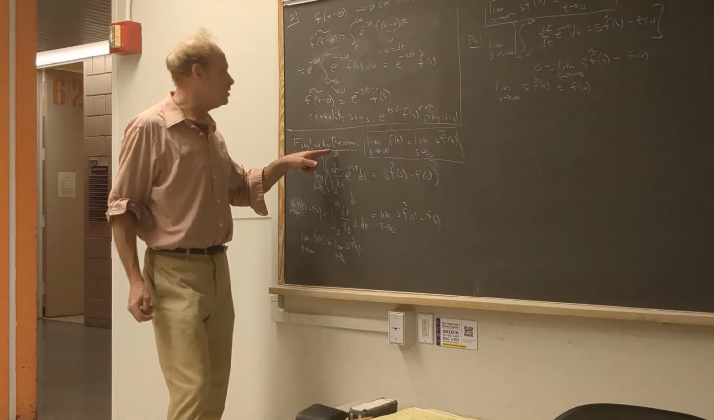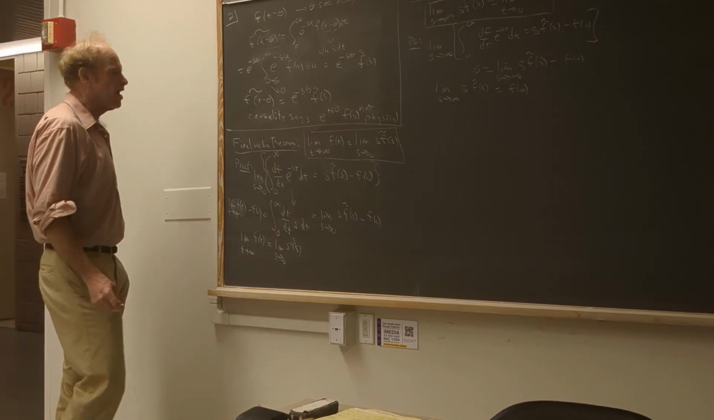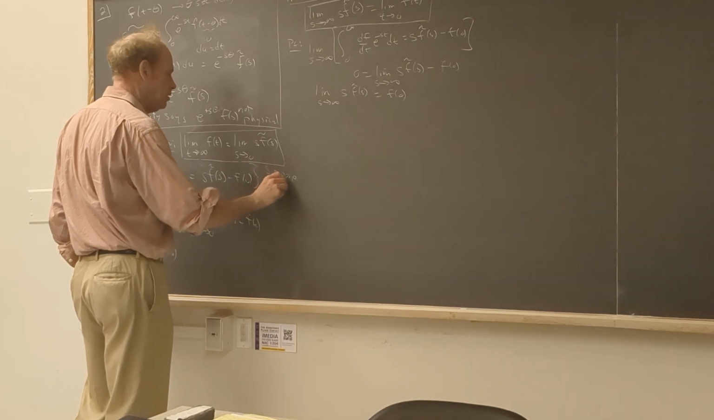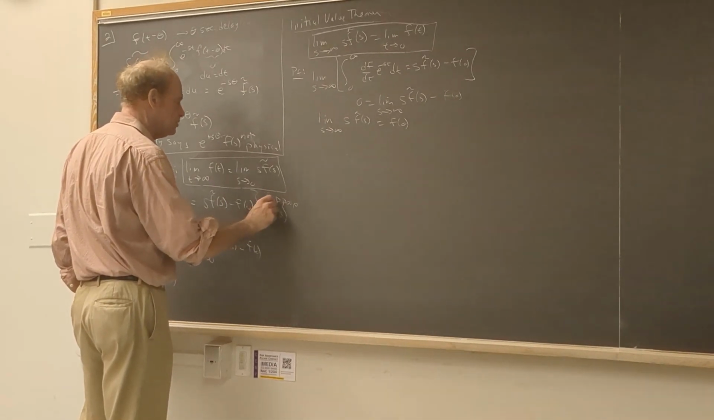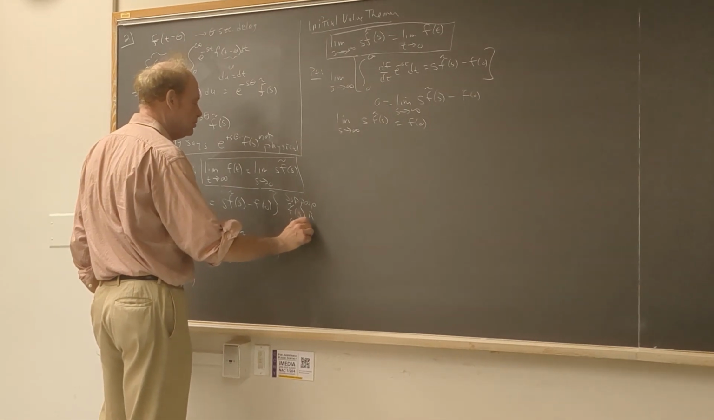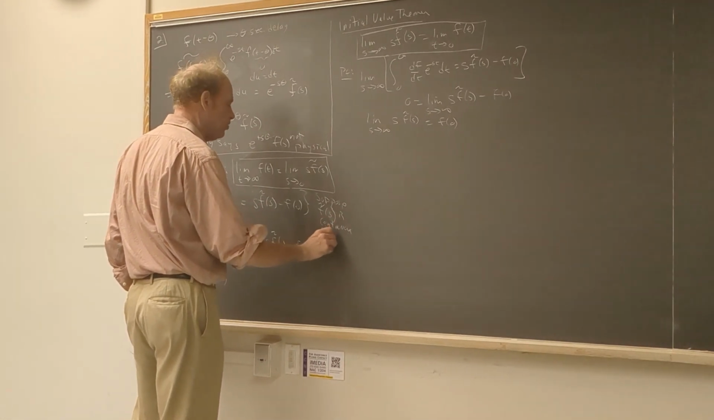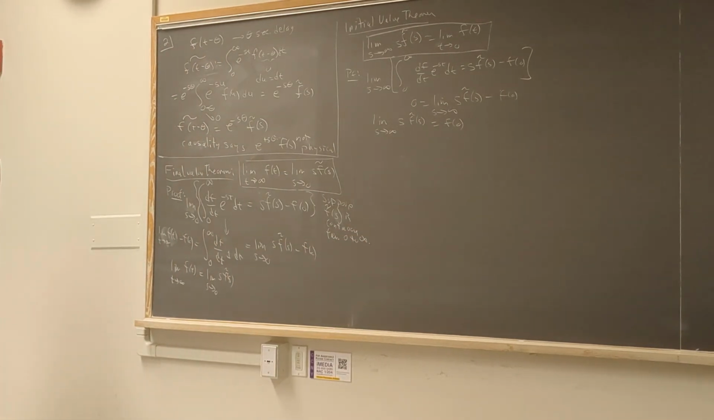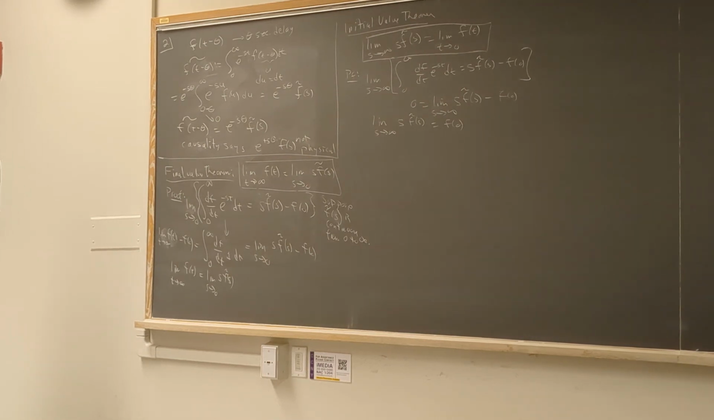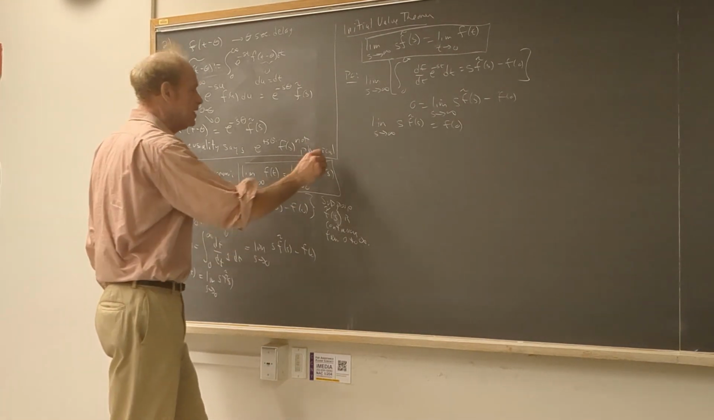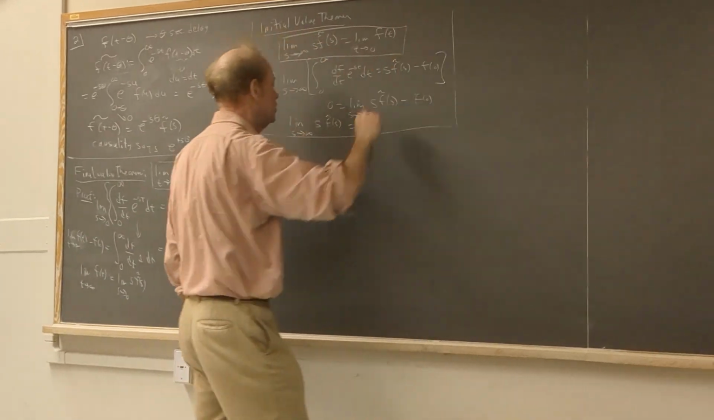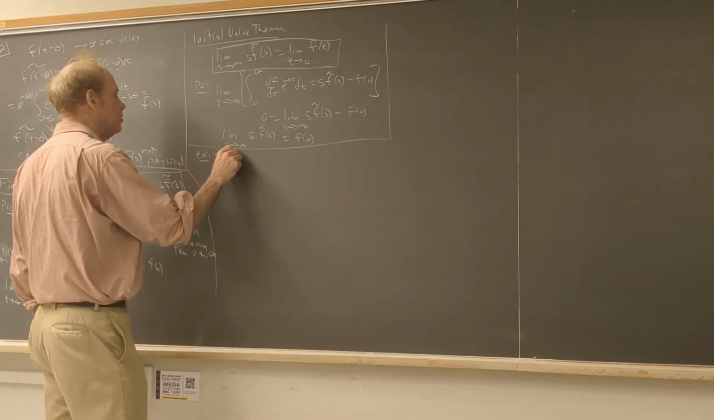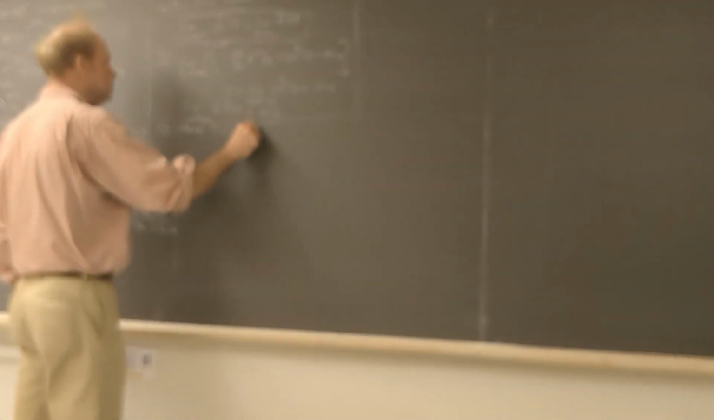Now, there's a hypothesis I left out here, and the hypothesis is, suppose f tilde of s is continuous from 0 to infinity. So I need that as a hypothesis. It has to be continuous. If it's not continuous, then I claim I can violate this. Let me give you an example of that, where f tilde of s is not continuous.